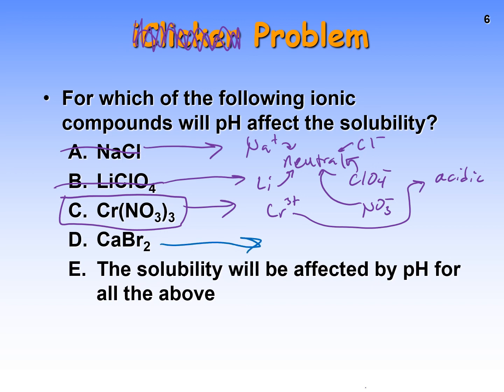Now calcium bromide, if we look at that, Ca2+ is also neutral. It's an alkaline earth metal, and Br- is the conjugate of a strong acid, so it's also neutral. So the only one that is at all acidic or basic is this guy, and therefore its solubility definitely will be affected by pH. So if you have any questions, let me know.